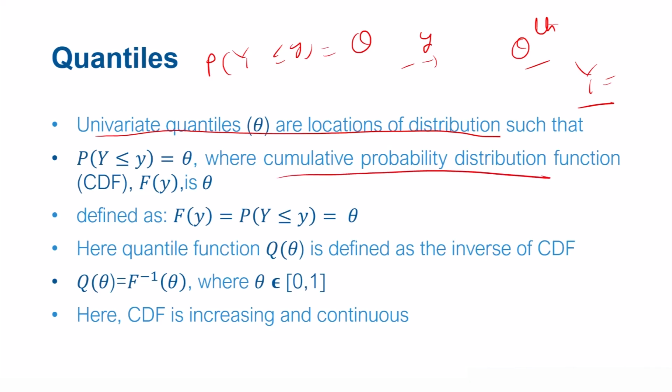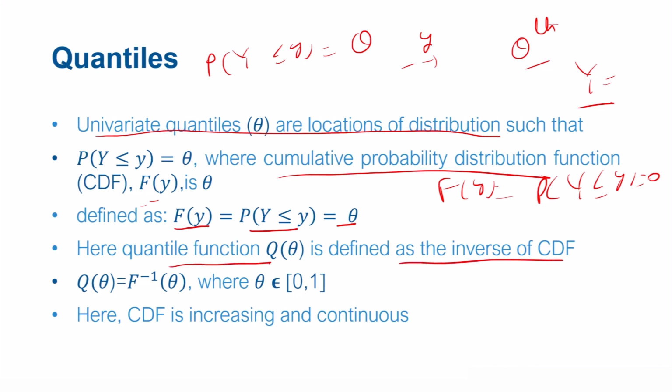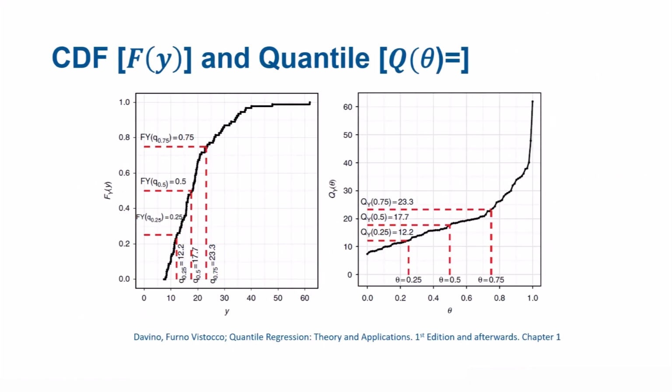If I define a cumulative probability function or CDF, F_y, it is the cumulative probability of all the y's less than or equal to y, which is theta. So our typical CDF is defined as this, equal to theta. Here we can define the quantile function q theta as the inverse of the CDF. That means if I apply q on theta, we'll get that y value, where theta is from 0 to 1. Here the CDF is typically increasing and continuous. Let's try to visualize that. I have plotted the CDF here, where on the x-axis we have the set of y values. For example, suppose the 25th percentile is 12.2.